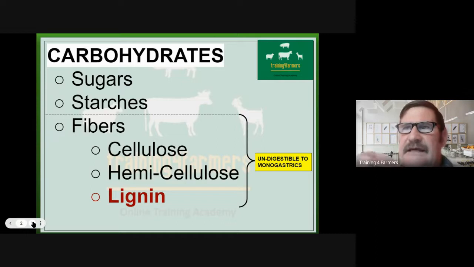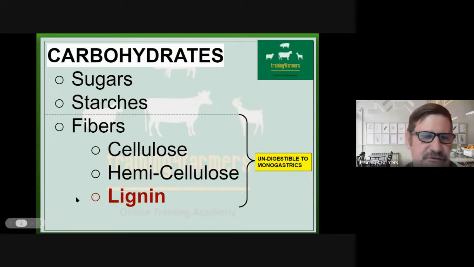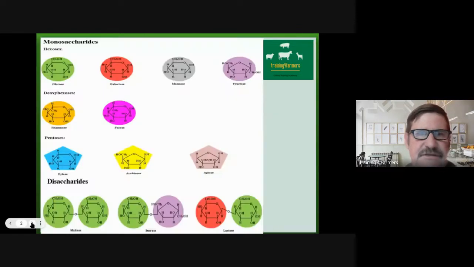So fiber has a role of making them feel satisfied, making them feel full, and so on. So there is a role to play there. But we are going to sort of kick off with sugars and starches.